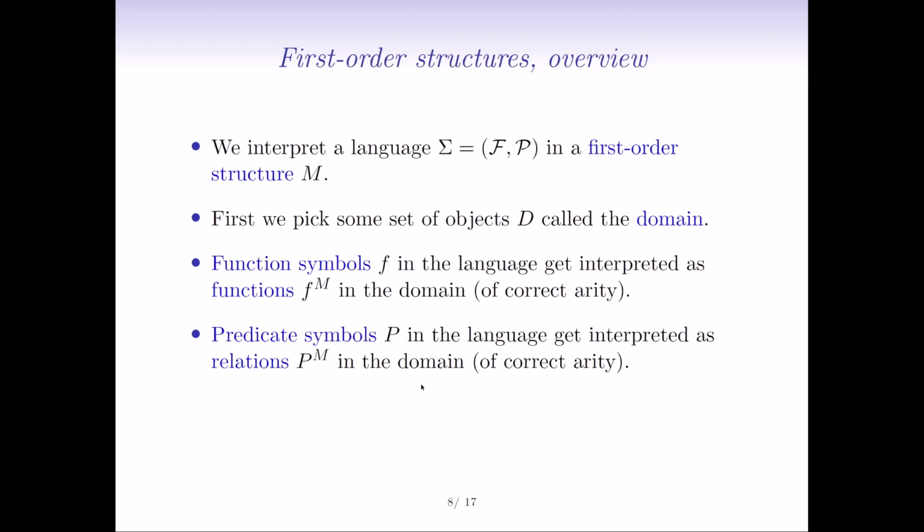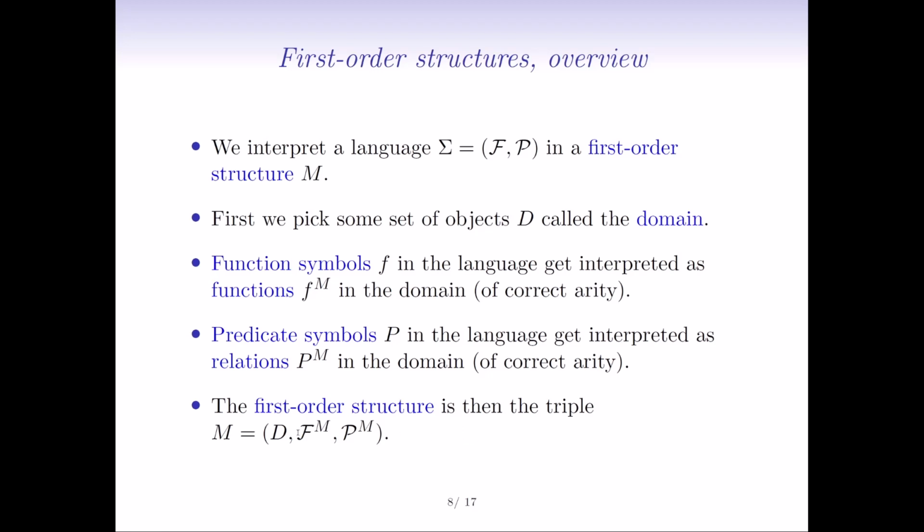Similarly, for predicate symbols P in the first order language, we pick an interpretation, a predicate or a relation in that domain, again of the correct arity. So, for example, if the predicate has arity 1, then we interpret it as an arity 1 relation in the domain, which really means we pick a subset of that domain, or a property of objects in the domain. And if it's a predicate symbol of arity 2, like a binary relation symbol, then that should get interpreted as a binary relation on objects in the domain.